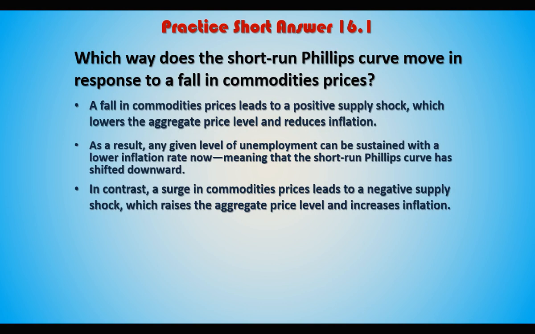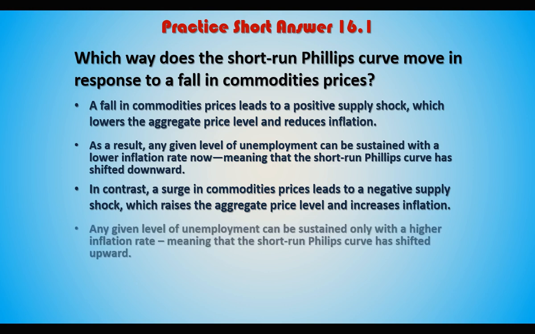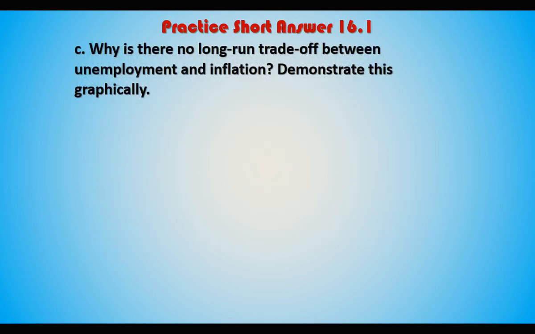In contrast, a surge in commodity prices leads to a negative supply shock, which raises the aggregate price level and increases inflation. That's the opposite case. Any given level of unemployment can be sustained only with a higher inflation rate, meaning that the short-run Phillips curve has shifted upwards in the opposite case. Part C, why is there no long-run trade-off between unemployment and inflation? Demonstrate this graphically.